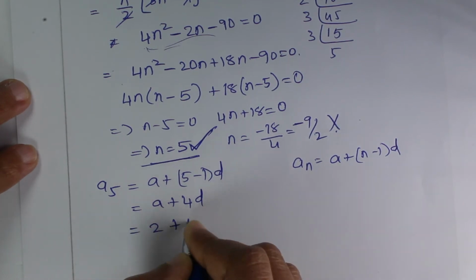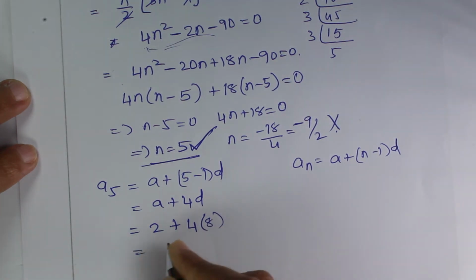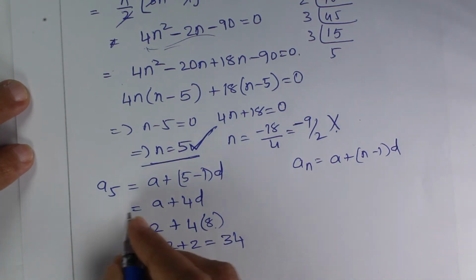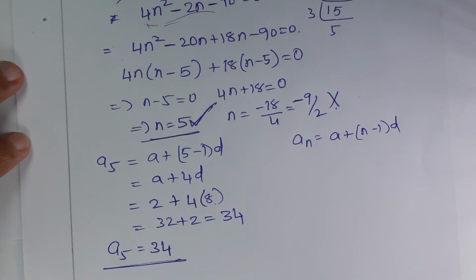So what is the value of a? 2 plus 4 into what is the value of common difference? d is 8. That is equal to 8 4s are 32 plus 2, that is equal to 34. So the fifth term in this series is 34. This is the answer for the second part of the question, that is finding the an value.